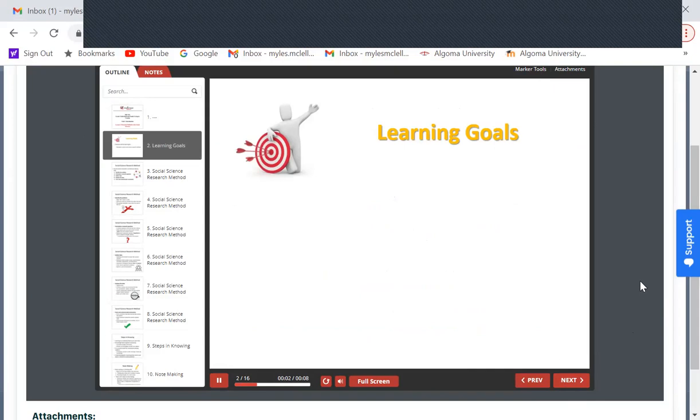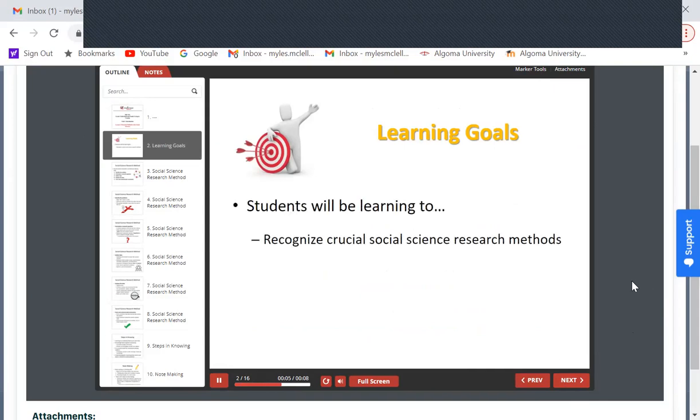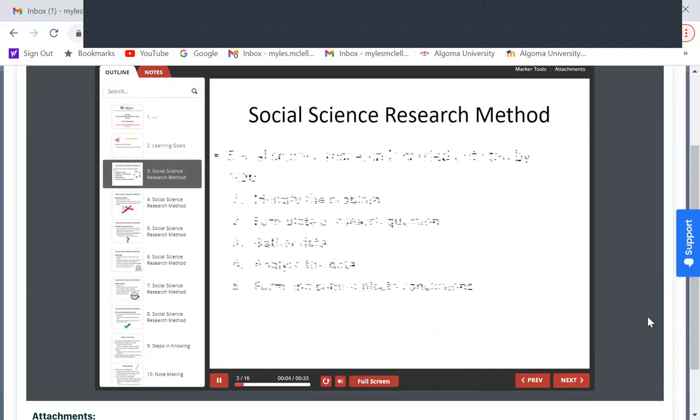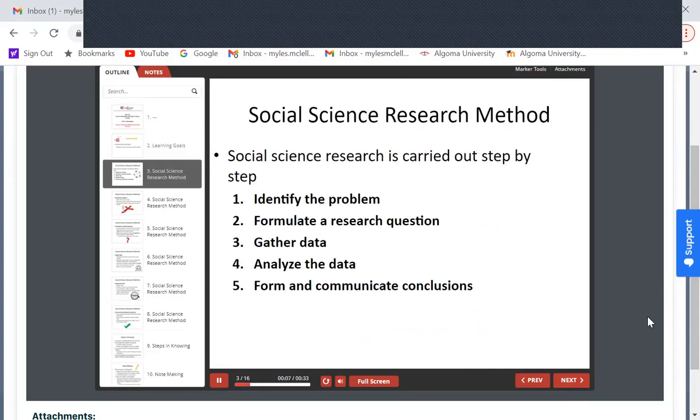So our learning goals for this lesson will be to recognize the crucial social science research methods. Social science research is usually carried out step by step. The first step is to identify the problem. The second step is to formulate a research question. The third step is to gather data, the fourth step is to analyze the data, and the fifth is to form and communicate conclusions. We will be looking more in depth at these steps within the next few slides.